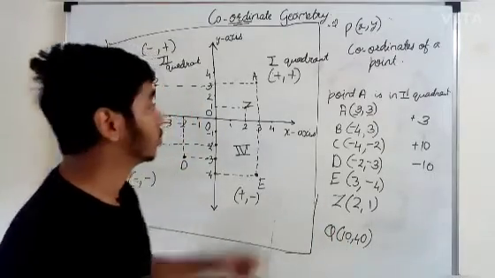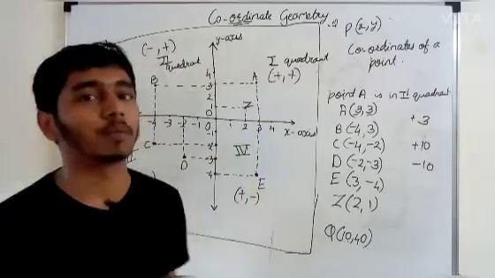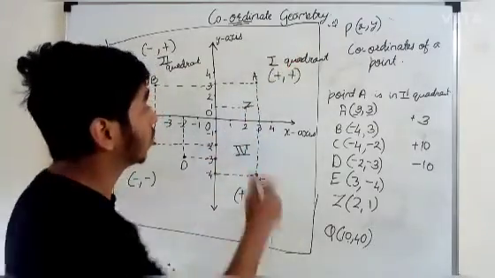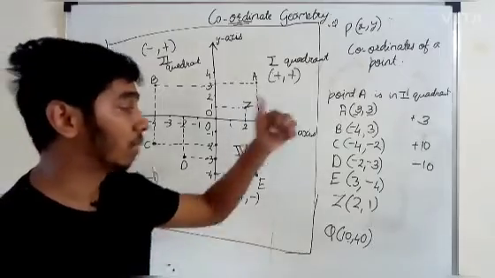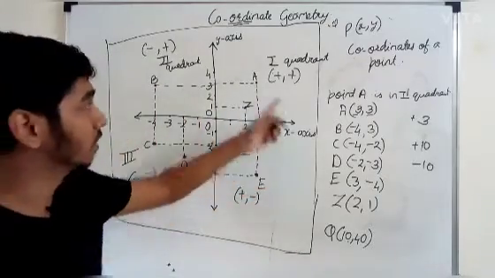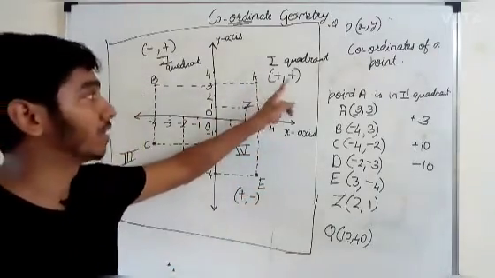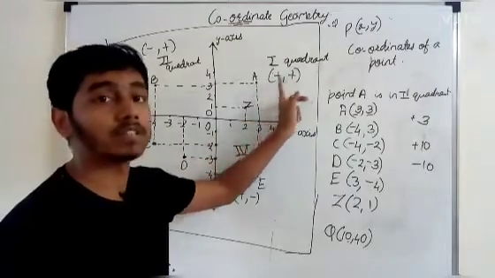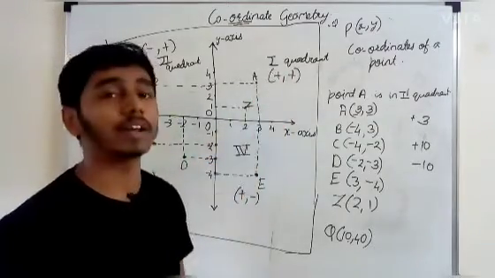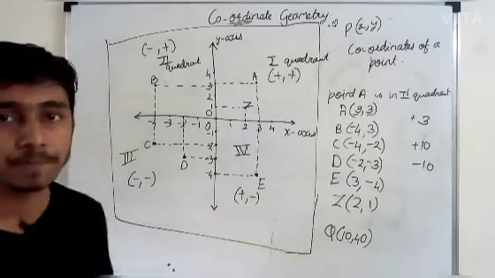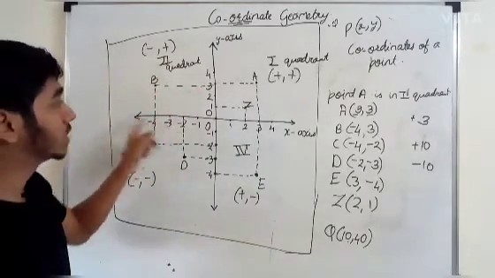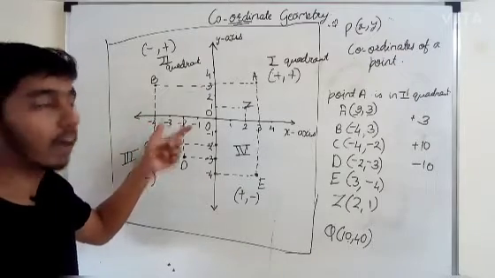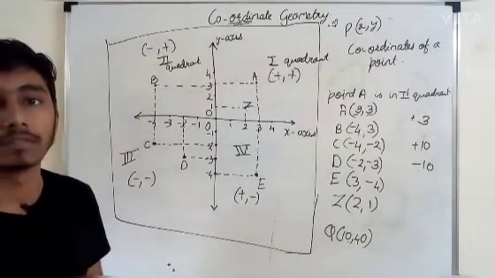So this is the beauty of coordinate geometry. You will be able to locate each and every point. Coming back to the coordinates: in the first quadrant, both the x and y coordinates are positive. Now in the second quadrant, the x coordinate is negative and the y coordinate is positive.